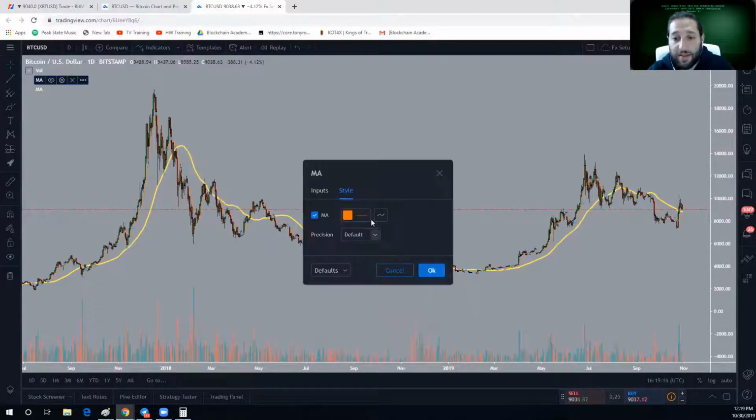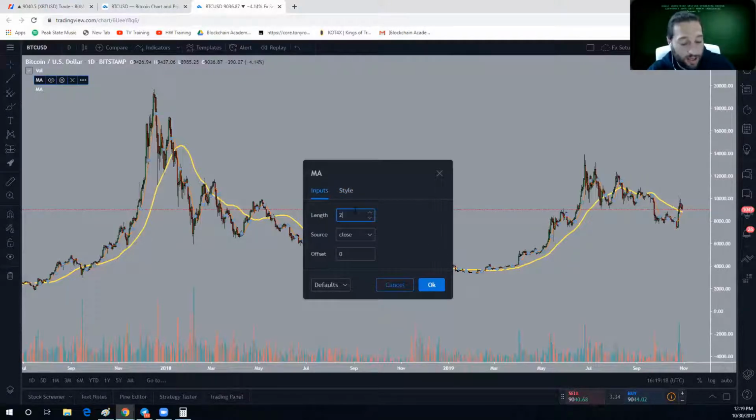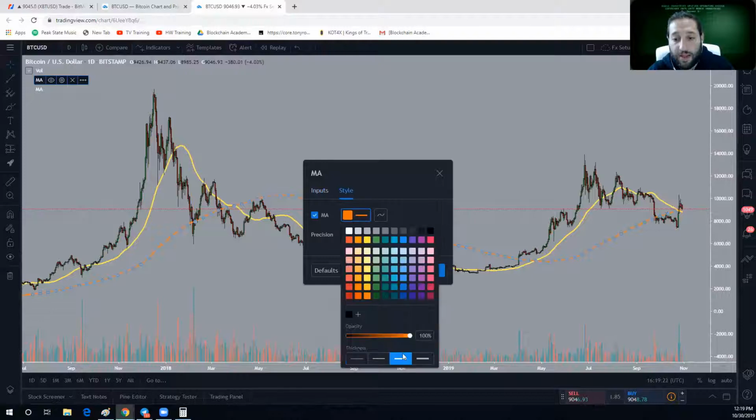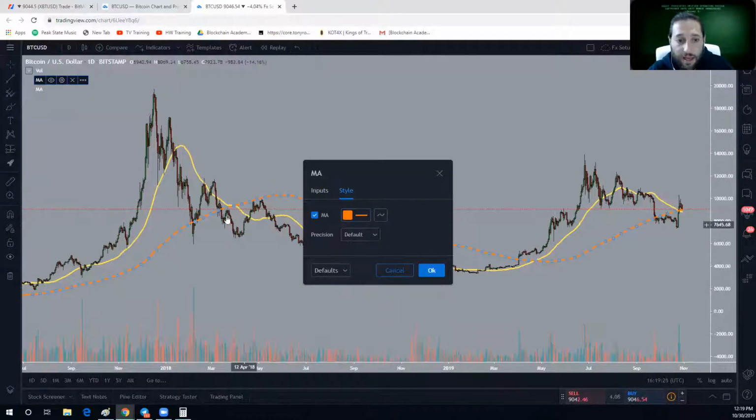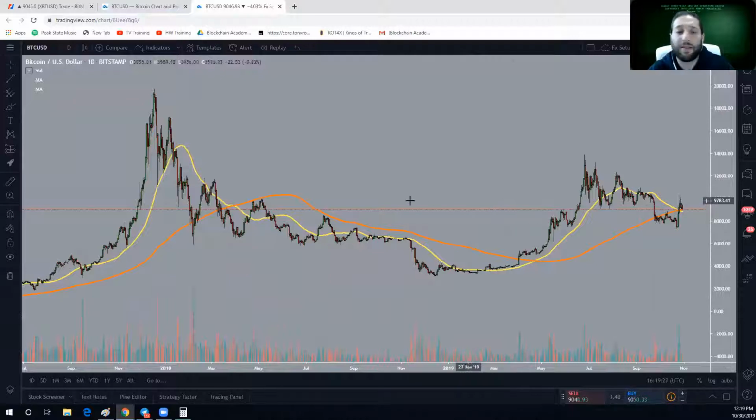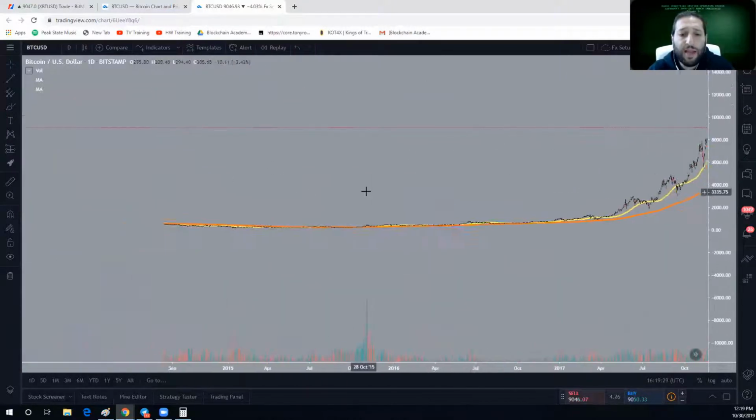And then this one is orange. We're going to do 200. That's very popular as well. Let's make this thicker so everybody can see. Is this in a dotted line? No. Okay, perfect. So let's look at Bitcoin.